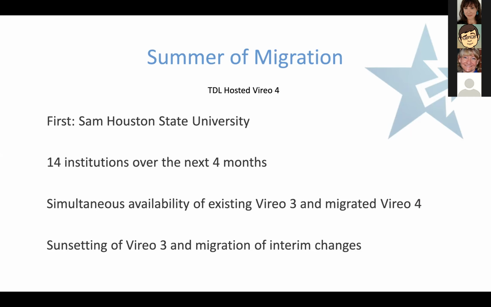So as I mentioned, there'll be simultaneous availability of both of them. And eventually, once everyone's comfortable with how the migrations are and how Vireo 4 is working, then Vireo 3 will do one last migration over to Vireo 4. And that will be all the changes. And we will change the domain name and remove that dash migrate from the middle of the domain name. And that will be their active Vireo 4 server.